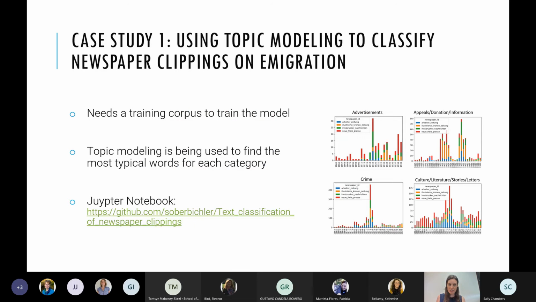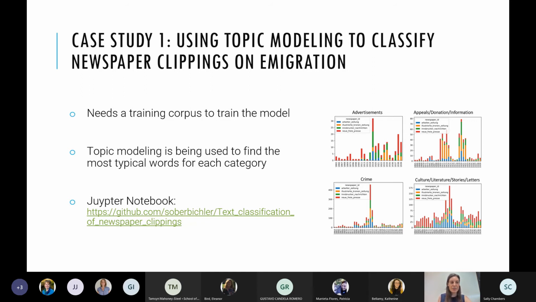So far to the first case, and then to the second, I just realized it should be 2 here. But then to the second case study, I also used topic modeling there, as I already said. But now I wanted to classify them. So in the clippings on immigration, here you can see advertisement, appeals, crime, for example, culture, literature.